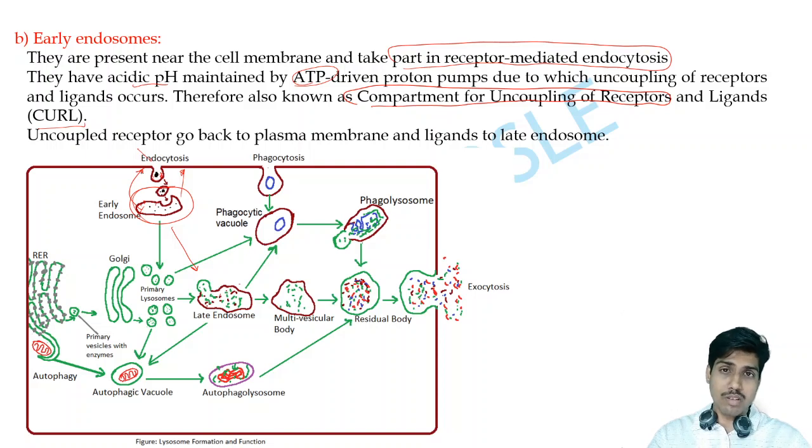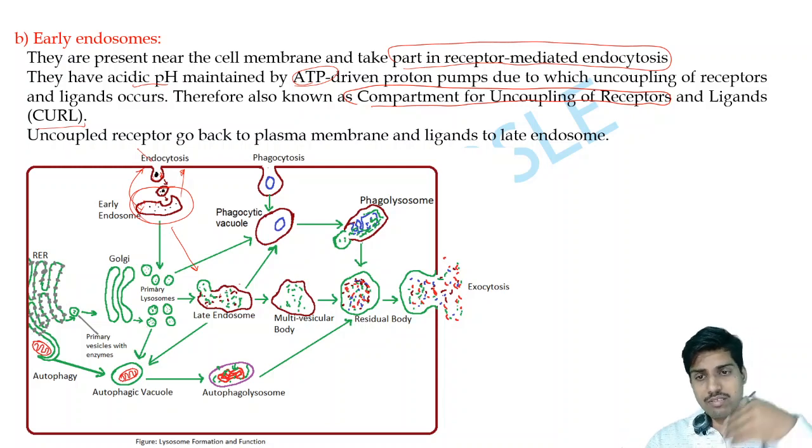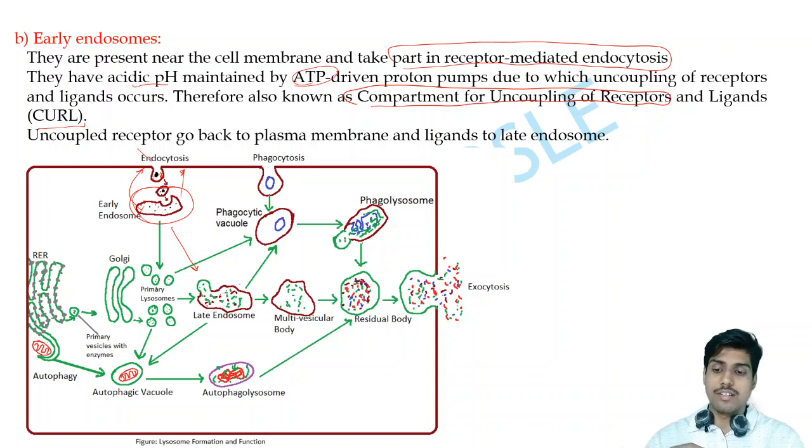Why? Because they will function again and further endocytose the external or foreign ligands. So that's why the receptors are transferred back to the plasma membrane, but the ligands which are endocytosed are transferred onward for further digestion or processing, right? So this is how the early endosomes work.